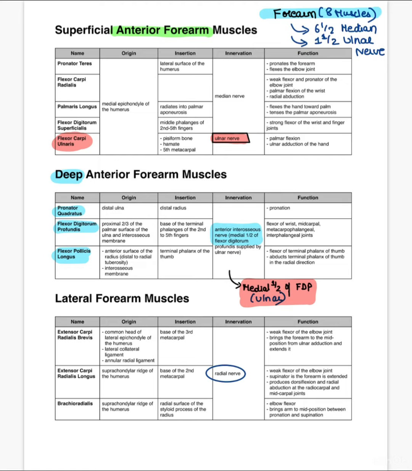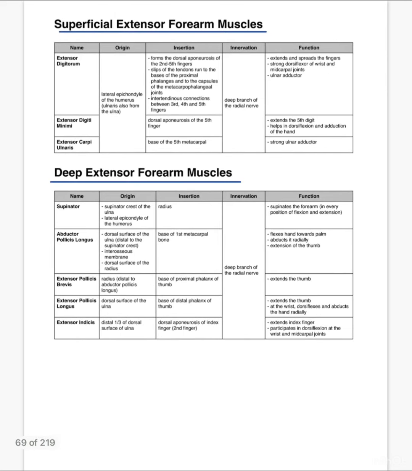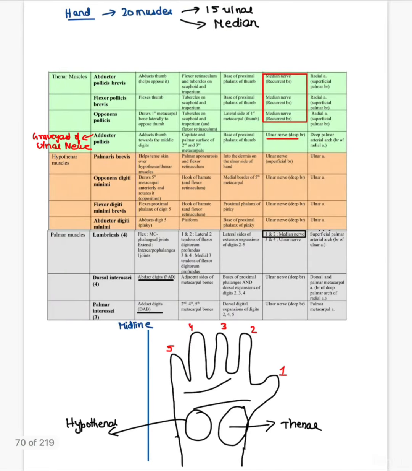Now moving on to the extensor side. Everything is supplied by the radial nerve. Just know this and leave it off. No need to remember more, you cannot remember so much.